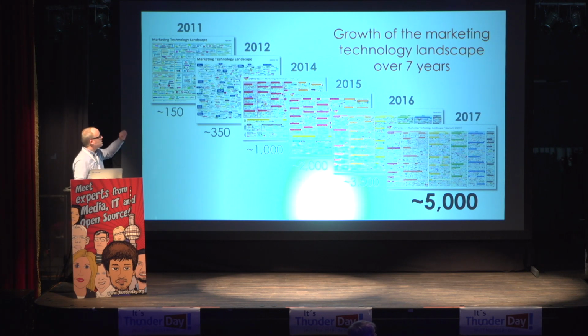Maybe you know this landscape. Chief Martech is a blog writing about marketing technology, and they publish every year a map of marketing technology. If you compare 2011, on the map were 150 tools listed, and in 2017 it was over 5,000 tools. So every tool has kind of a meaning, a sense why it was built, and Drupal is also listed there.